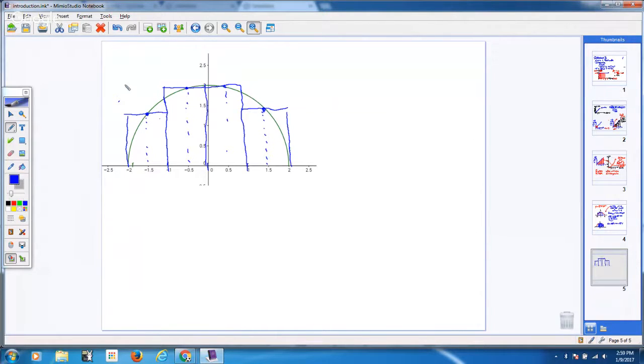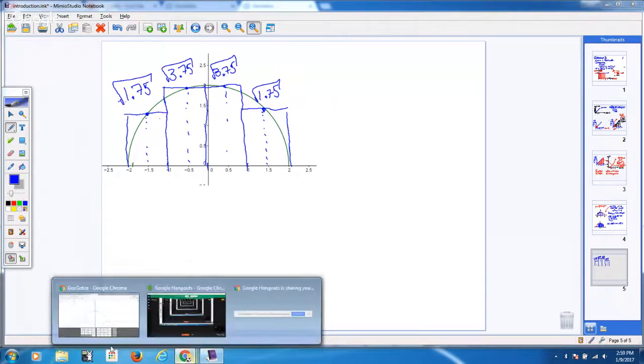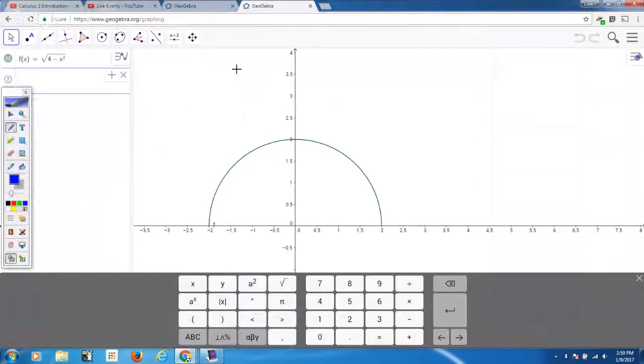So we discovered that this one had a height of, let's see, it was square root of 1.75. And these guys had heights of square root of 3.75 each. And this one had a height of square root of 1.75. Now, since we chose the nice width of 1, these are also the areas, so we can add those up. So I'm going to whip out my Google calculator. And we'll come back to GeoGebra in a minute.